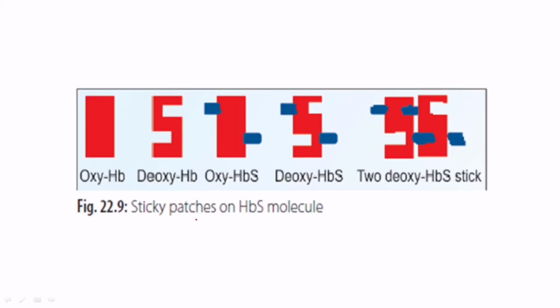Okay, so these are the sticky patches on the hemoglobin S molecules. This is the oxyhemoglobin molecule A, this is the deoxyhemoglobin molecule A, this is the oxyhemoglobin S, and this is the deoxyhemoglobin S. In the deoxyhemoglobin S, you see there's the presence of the sticky patch and the sticky patch receptor. With the help of the sticky patch and sticky patch receptor, two deoxyhemoglobins stick and form the aggregation.